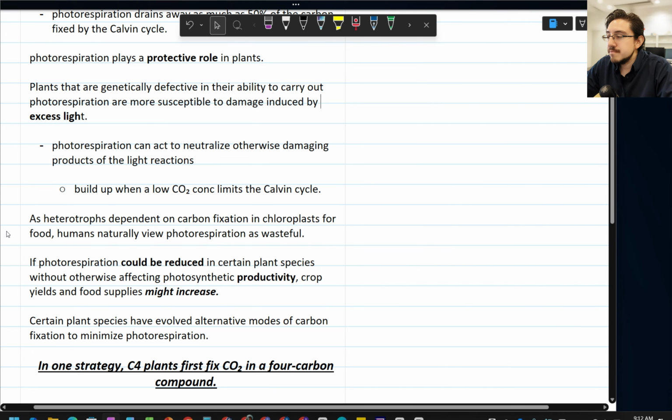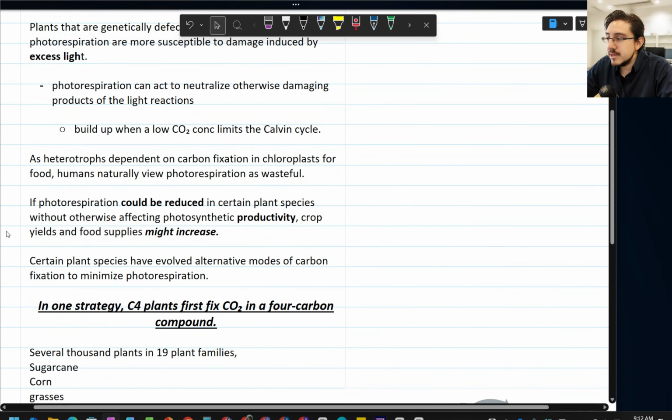Again, these kinds of damaging products could build up when low carbon dioxide concentrations limit the Calvin cycle, so the Calvin cycle can't move forward, right? It can't continue.